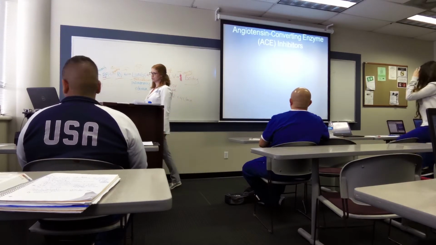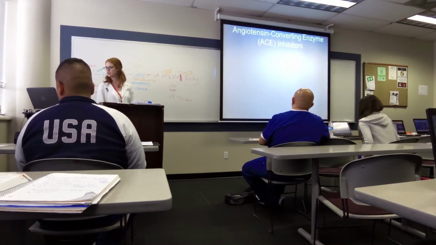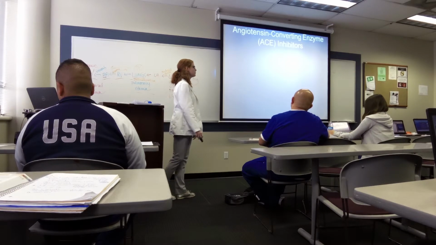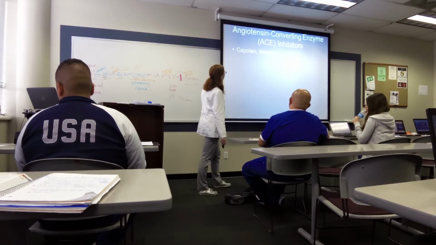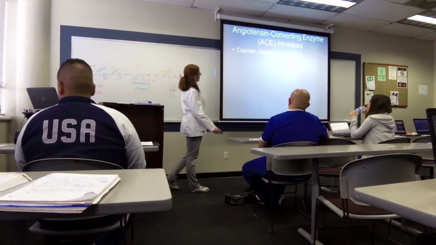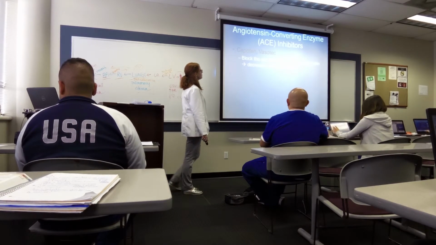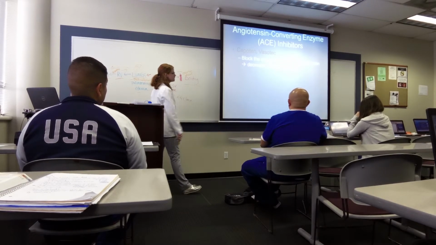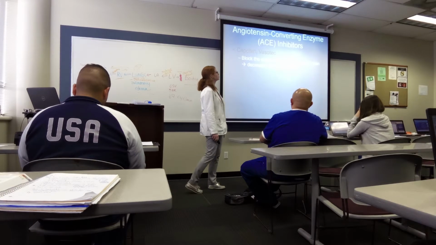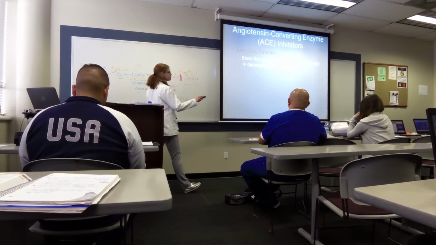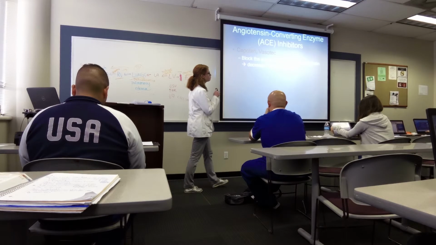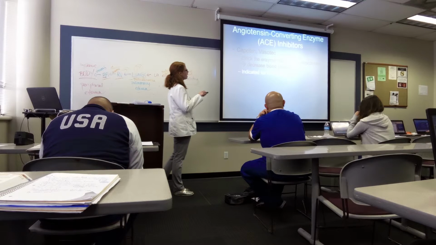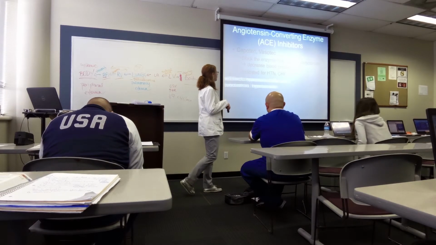ACE inhibitors. Angiotensin converting enzyme. Most common is probably Vasotec. It blocks the enzyme that converts angiotensin, and therefore it will decrease blood pressure. So know that ACE inhibitors block angiotensin, therefore reducing blood pressure. It has to do with kidney function. It's indicated for hypertension and congestive heart failure.